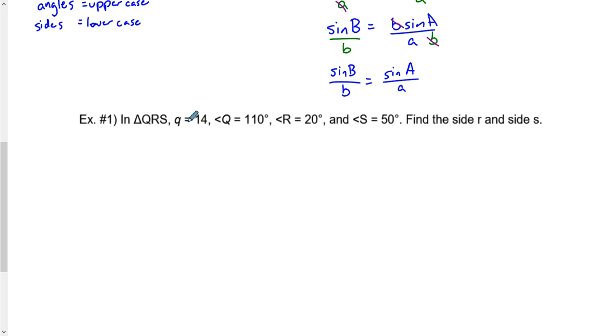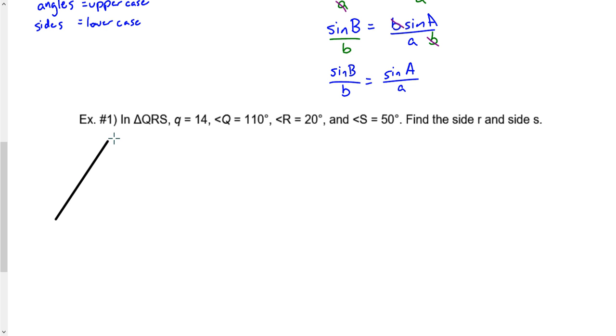So in triangle QRS, side Q is 14, angle Q is 110, angle R is 20, and angle S is 50. We're going to find side R and side S. You'll notice that there are no 90-degree angles, which means we cannot use our SOHCAHTOA ratios. We just can't.